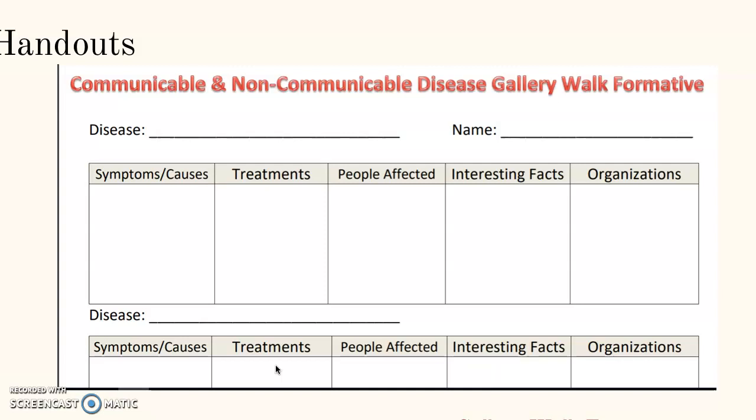So they're going to write the disease and the name of the person that created it, the symptoms or causes of it, treatments, people who are affected the most by it, any interesting facts that they learned, and then organizations that are dedicated to helping either find a cure or raise awareness about the disease that is on the Padlet. And this will be done by every student for every single Padlet that they view.